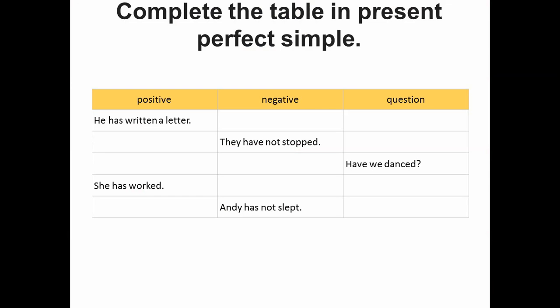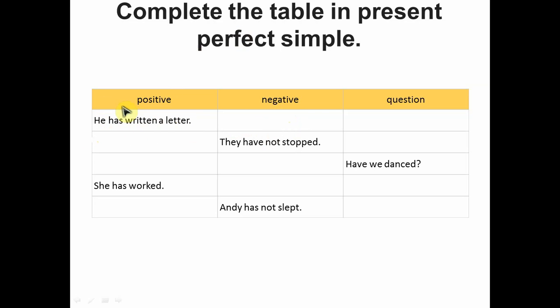Okay, now let's complete this table together. Complete the table in the present perfect simple. That's the positive, negative, and question. The positive here, he has written a letter. So how can I make a negative sentence here? Excellent. He has not written a letter.